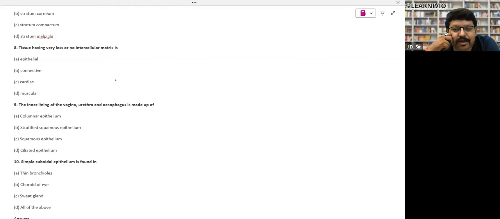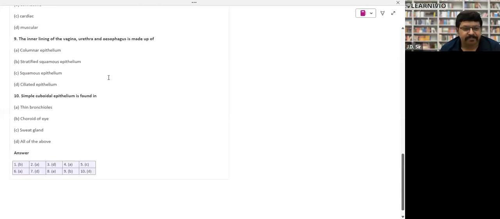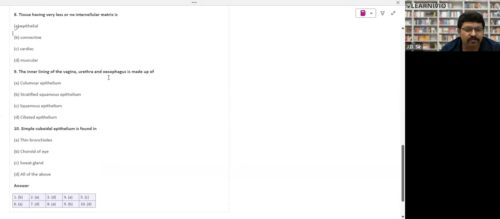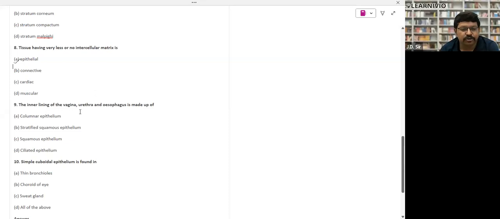Shadika, I have just taught you which tissue. The rest of the three I haven't taught you. Epithelium? Obviously, that is in the definition of epithelial tissue. There is no gap. Yes, sir. Inner lining of vagina, urethra, esophagus is made up of. I have just given you the concept for these kinds of questions. You need not cram these questions.